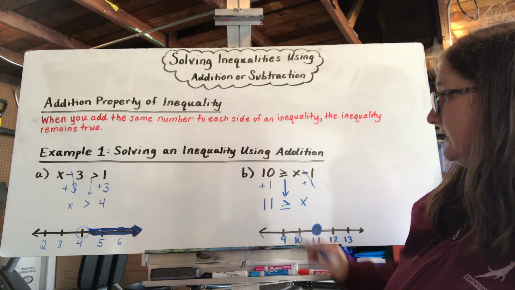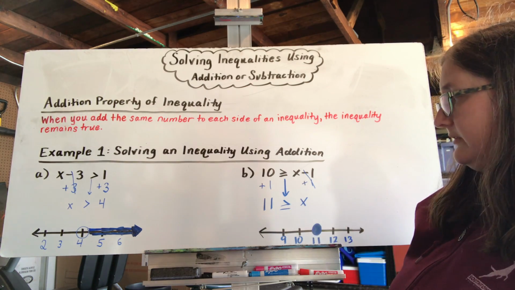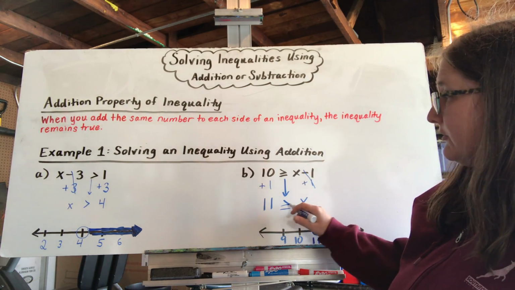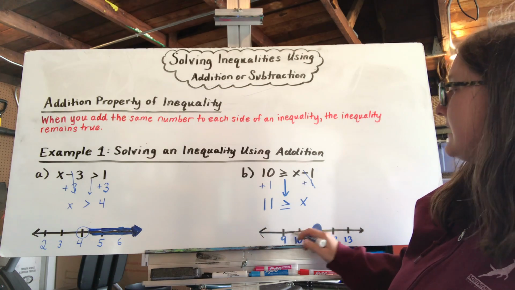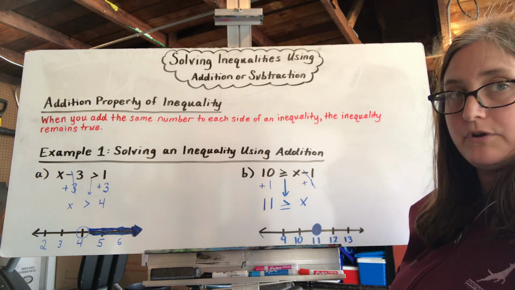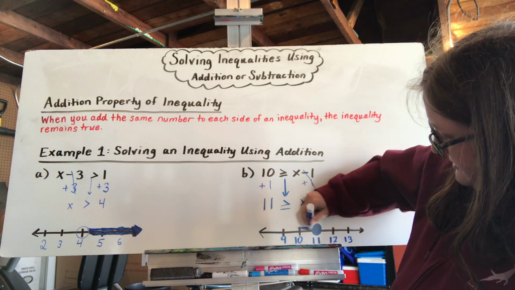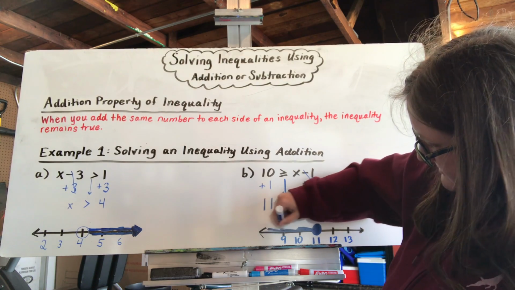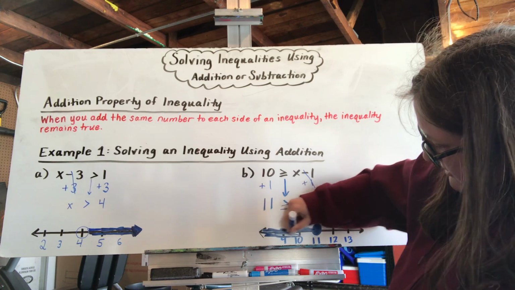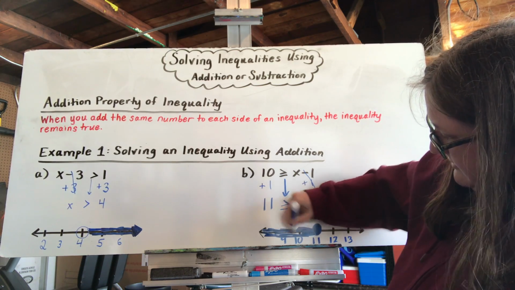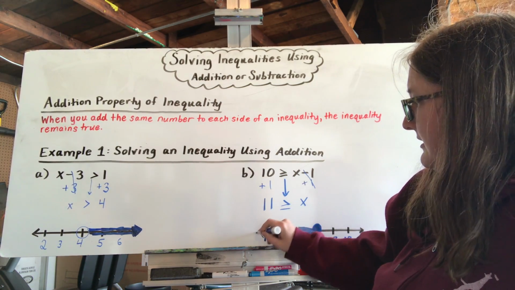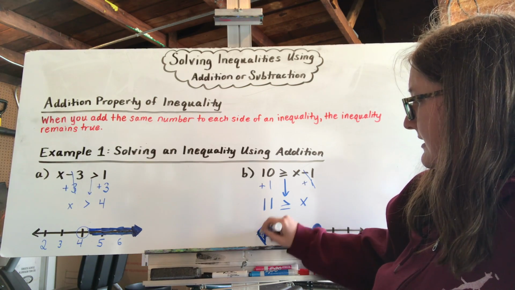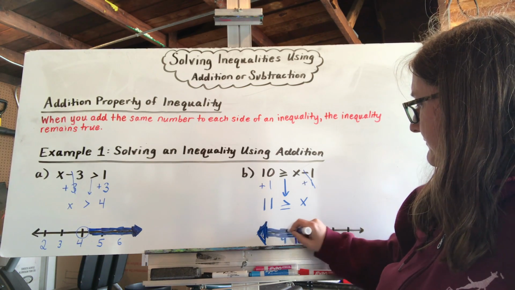Also says that 11 is greater than x. So that means x is smaller than 11. So numbers like 9 and 10 could be my value of x. So I'm going to shade everything to the left here. Everything smaller than 11, including my arrow. Really make it shaded, make it stand out.